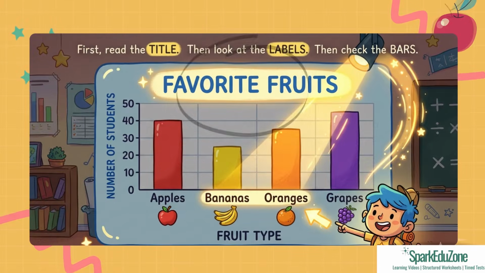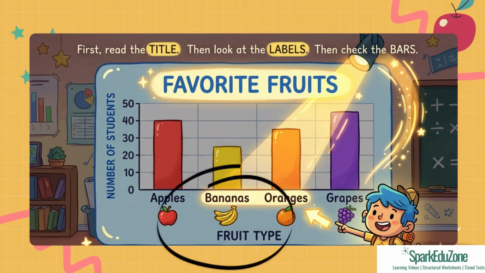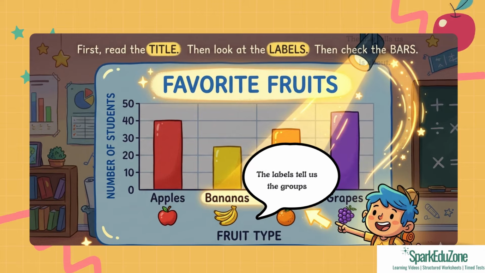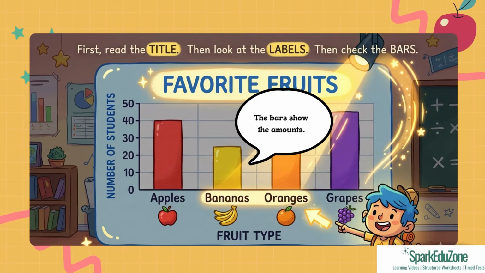First, read the title. Then, look at the labels. Then, check the bars. The title tells us what the graph is about. The labels tell us the groups. The bars show the amounts.